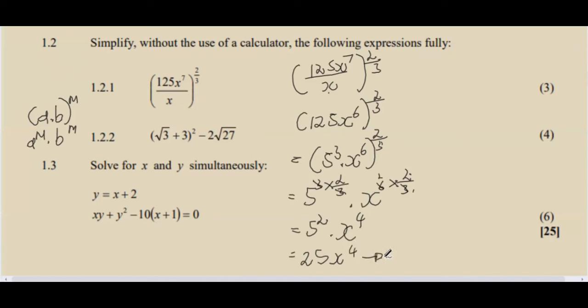Then 25x to the exponent of 4. Right. So, yep. And then we have it like that.